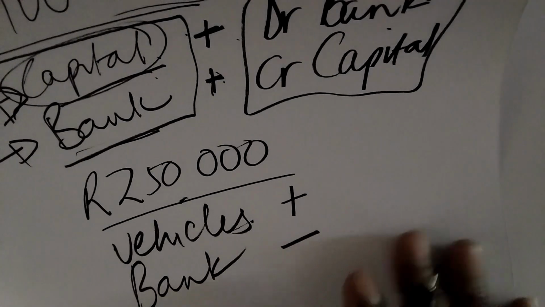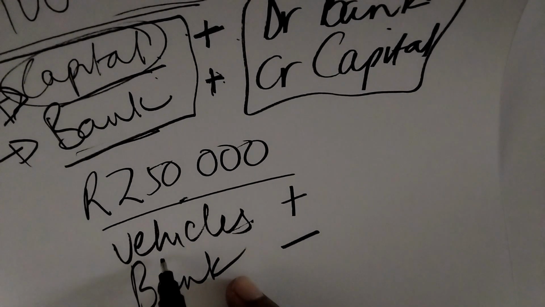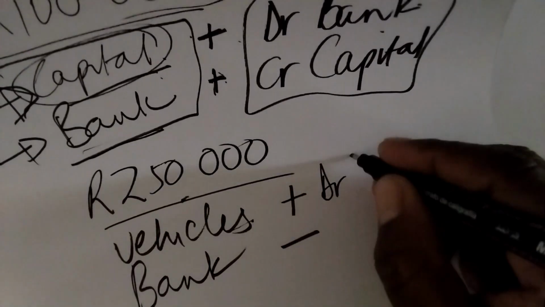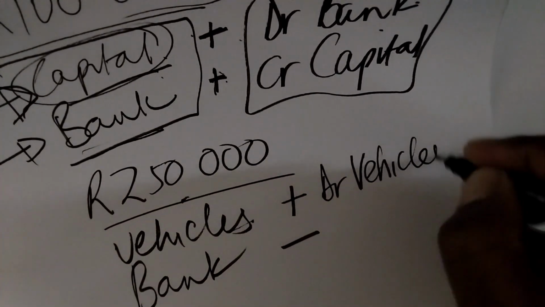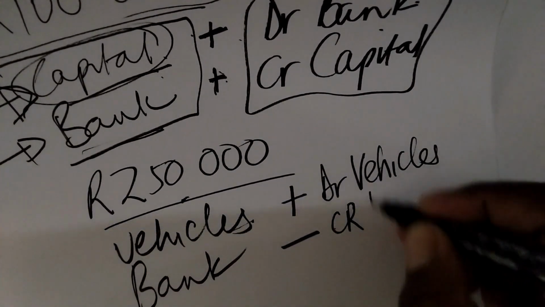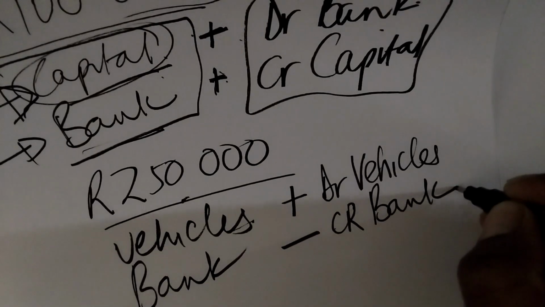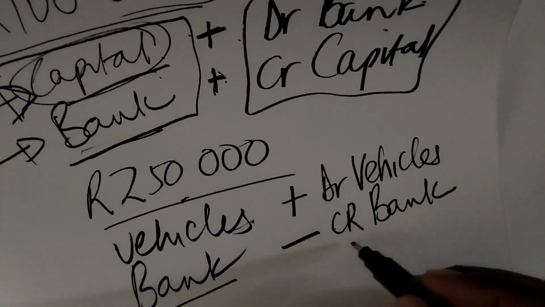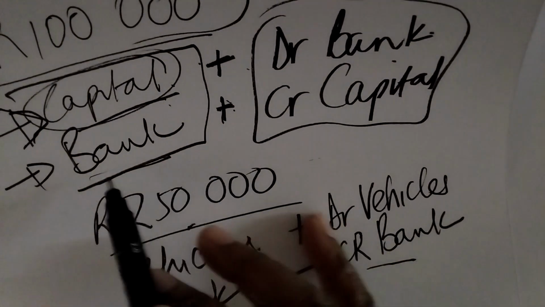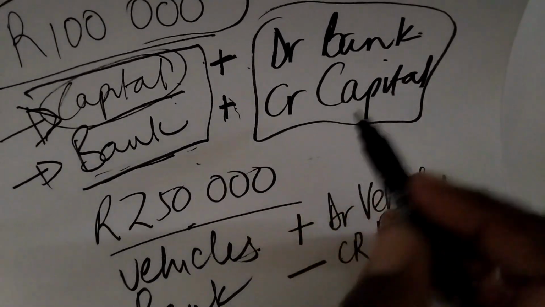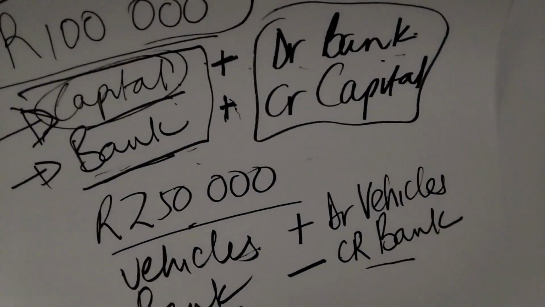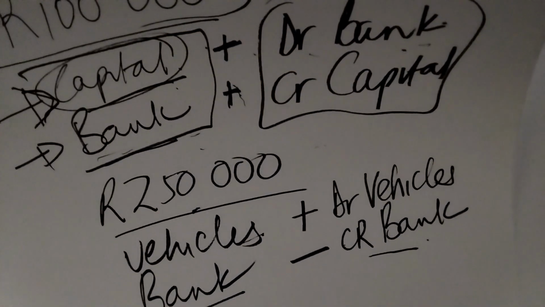So when you do your double entry, you check which side vehicles increase. A vehicle is an asset, so it's going to be debit vehicles, and then you're going to credit the bank, because the bank is losing money, therefore it must decrease. In the previous example, the bank was gaining money, so it was on the debit side, but now the bank is losing money, so the bank has to be on the credit side.